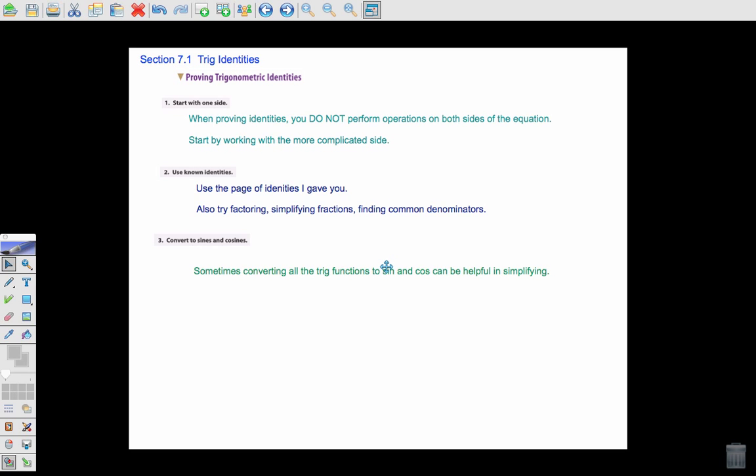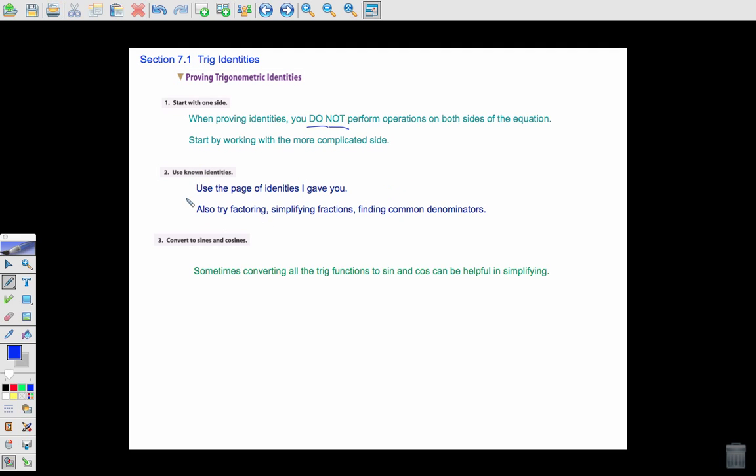So there's three important things to know when proving trig identities. Okay, so when you're proving trig identities, you do not perform operations on both sides of the equation. Okay, you only work with one side of the equation. All right, so we do not add to both sides or divide on both sides. We only work with one side. And you want to start by choosing the more complicated side to work with.